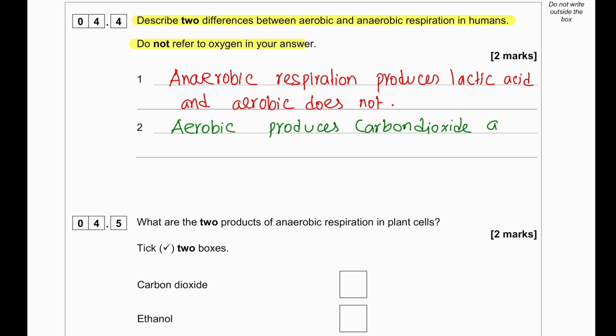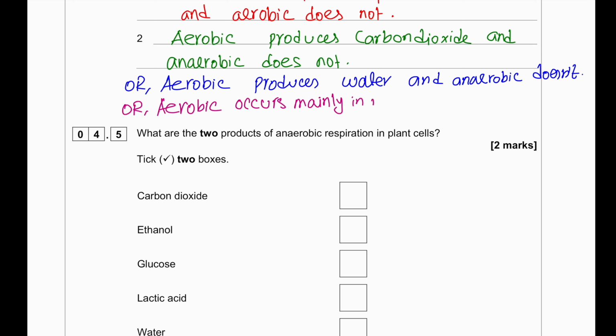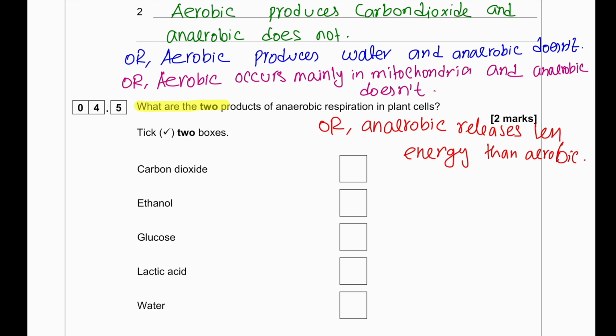You may choose to write the carbon dioxide in full. Some alternative answers are also given here. So aerobic produces water, anaerobic does not produce water. Another alternative answer will be aerobic occurs mainly in mitochondria, anaerobic does not. A final alternative answer for this one would be anaerobic releases less energy than aerobic respiration. What are the two products of anaerobic respiration in plant cells?